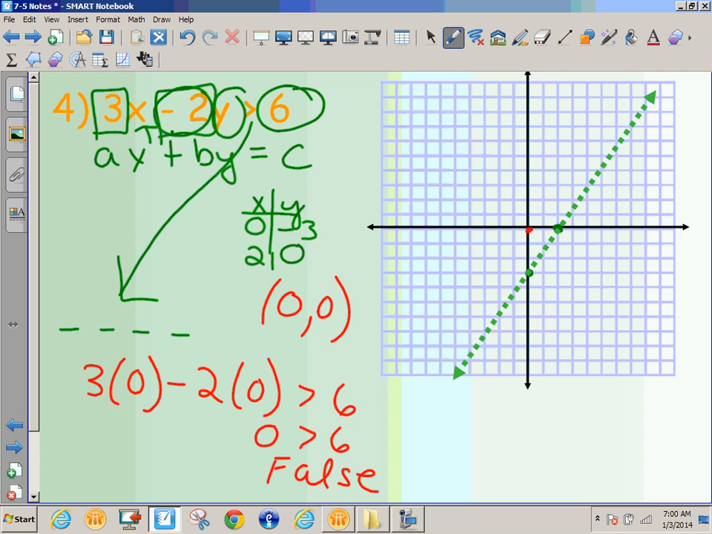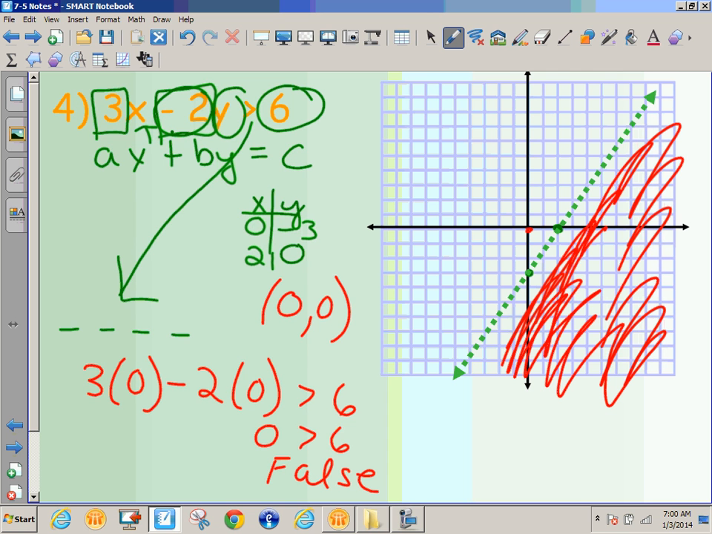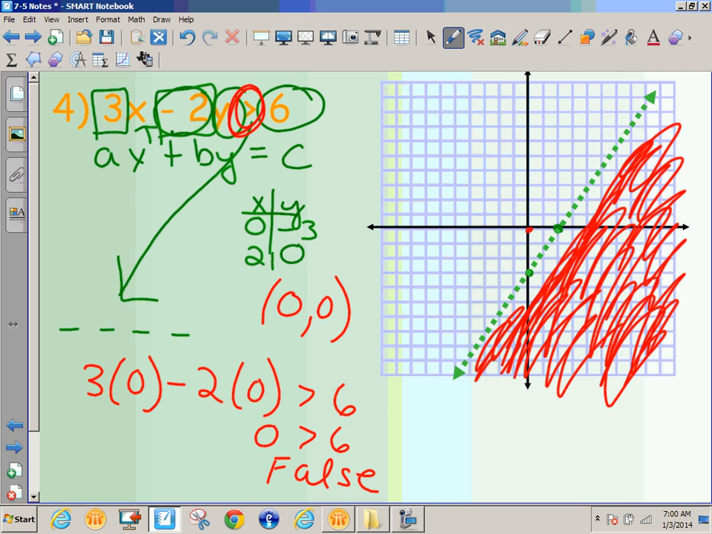Do not shade where (0, 0) is, then shade on the other side. If it ends up that the statement is true, then you shade on that side. So we have a broken line because it's greater than, broken if it's greater or less, and then we've determined which side of the line to shade on.